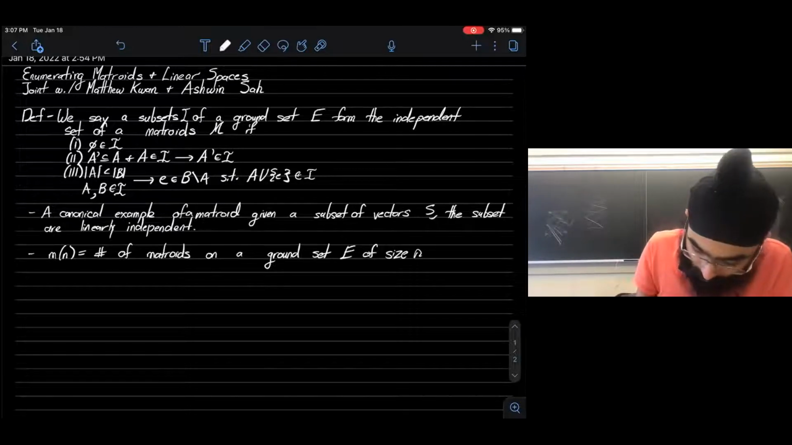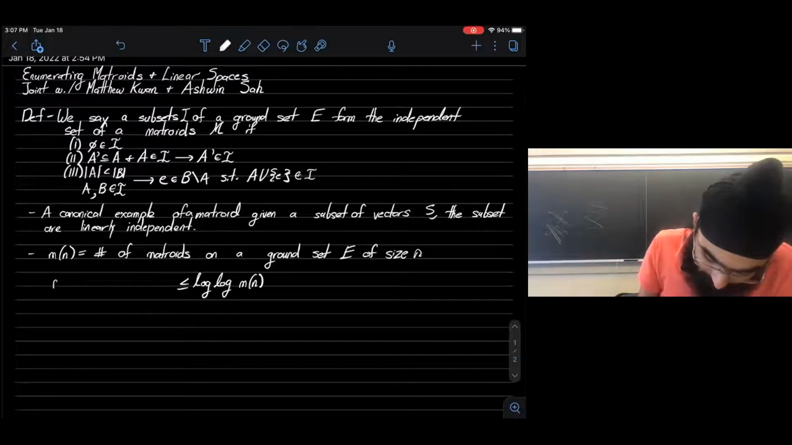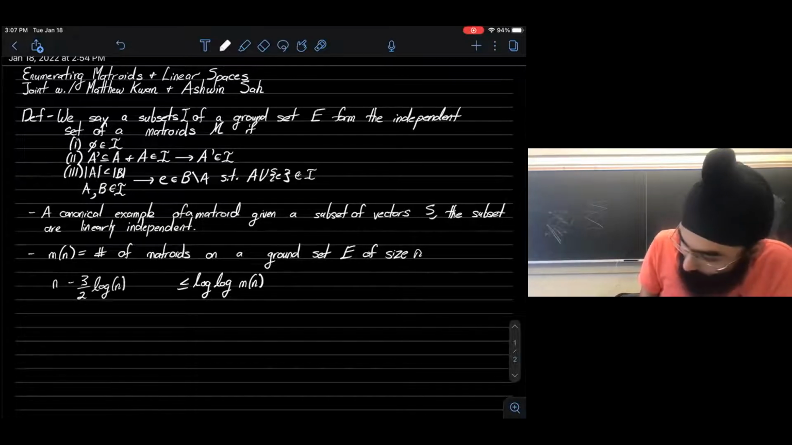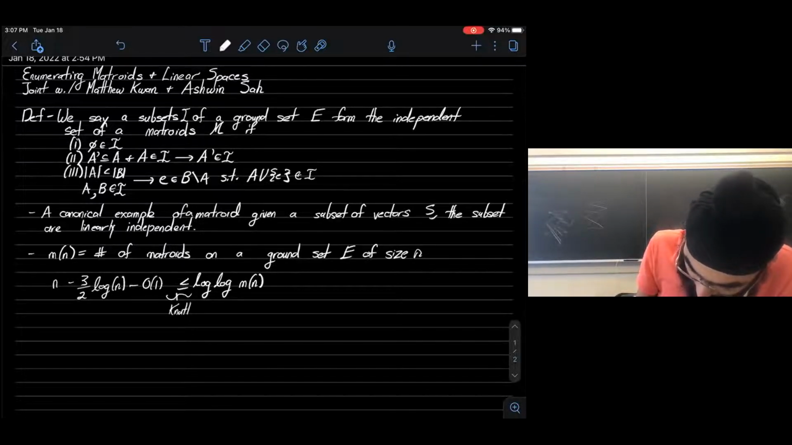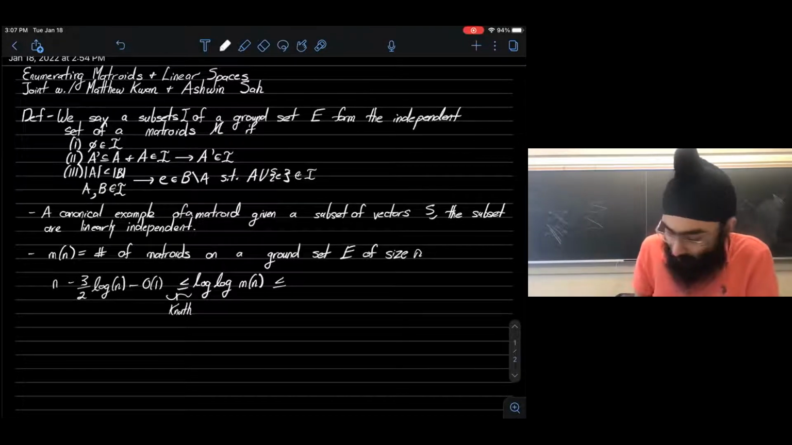So in particular, we only have control on the log asymptotics of M_n, which is a pretty crude level of control. The best lower bound, an explicit construction due to Knuth, tells you the log is like n minus 3/2 log n minus little o(1). And the upper bound is quite old. This is from the 70s, I believe.